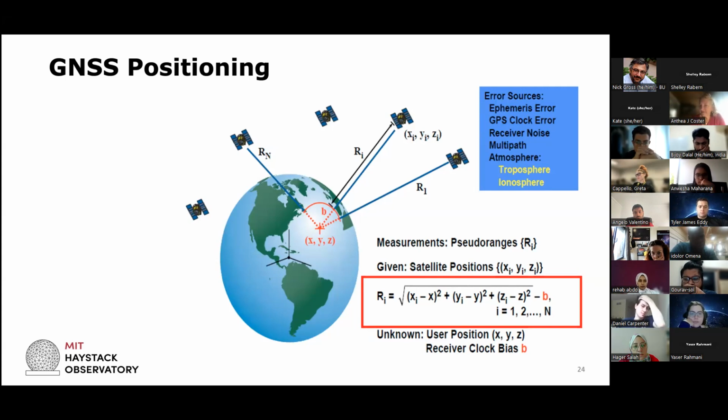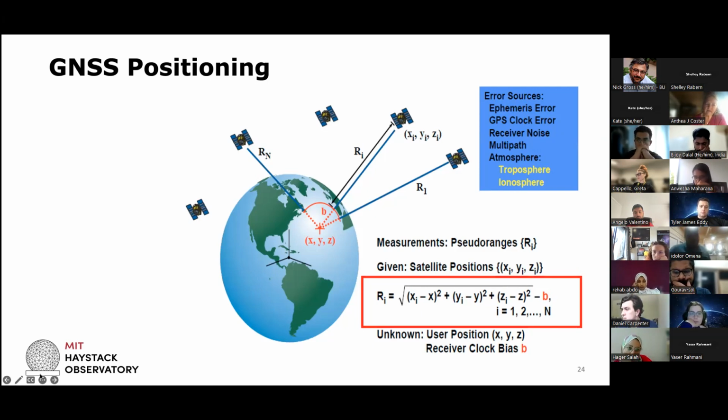In a perfect world, you would do this perfectly, but of course, nothing is perfect. There are errors in the orbits, there are errors in the clocks. They actually deliberately don't send you perfect orbits. That's the military, because they keep those for themselves. The receivers all have a little bit of noise. There's always multipath, and of course, there's the troposphere and ionosphere.